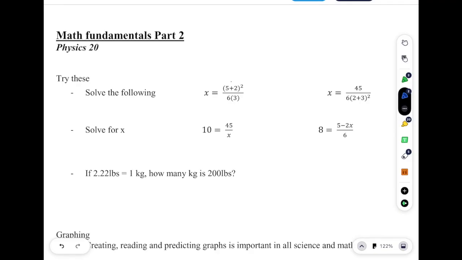Okay, welcome back, Physics 20s, to our continuation of looking at some fundamental math skills that we'll use for physics. The first part of the worksheet is for you to actually do some practice with formula rearrangement and order of operations and unit conversions. So pause the video, give a try with those, and we'll come back for the answers.